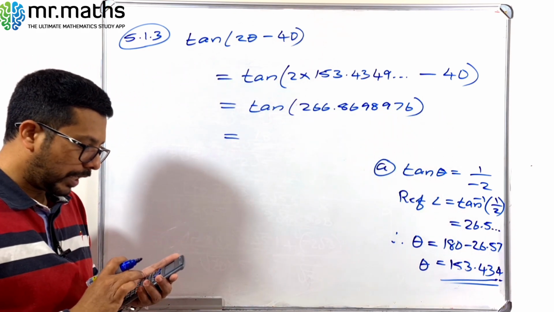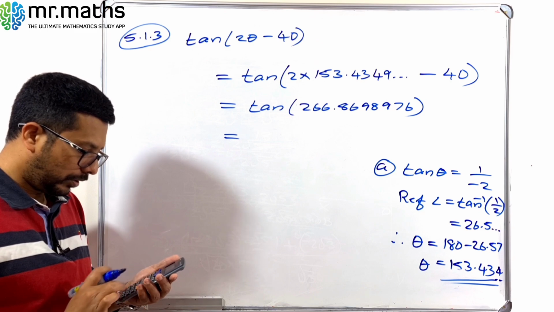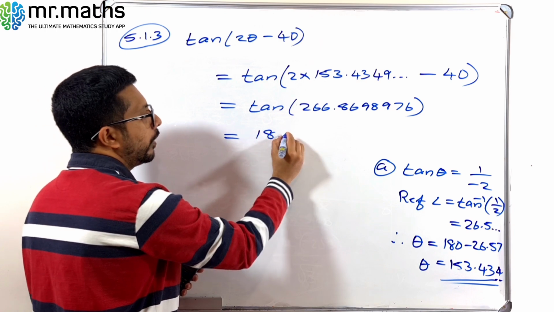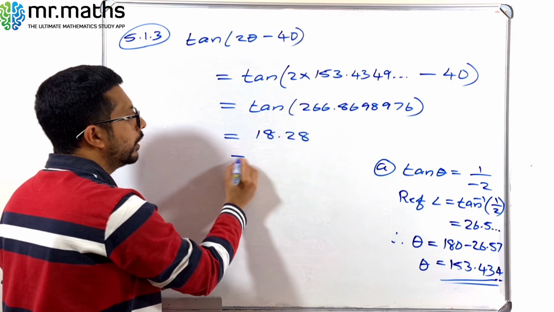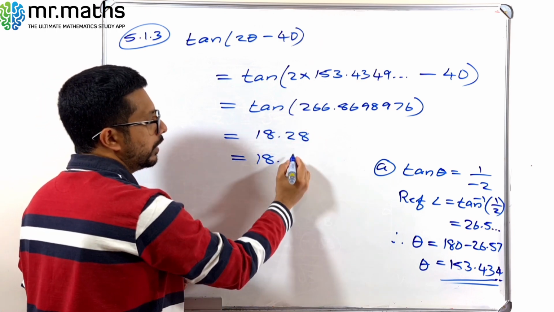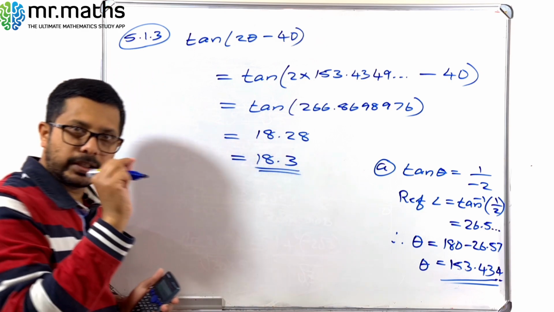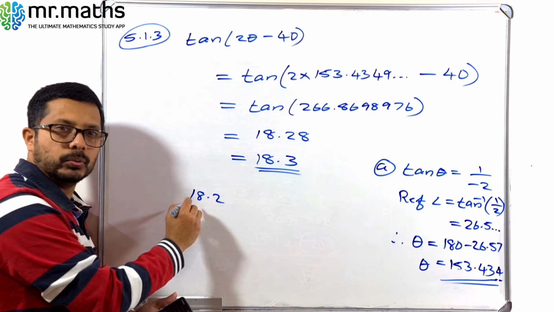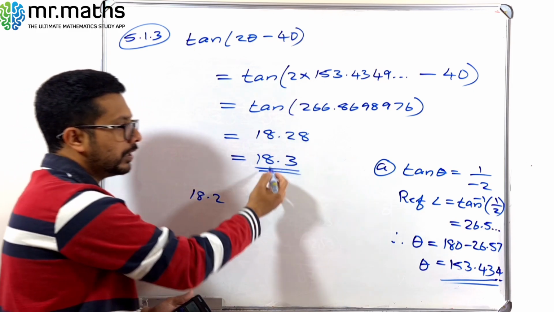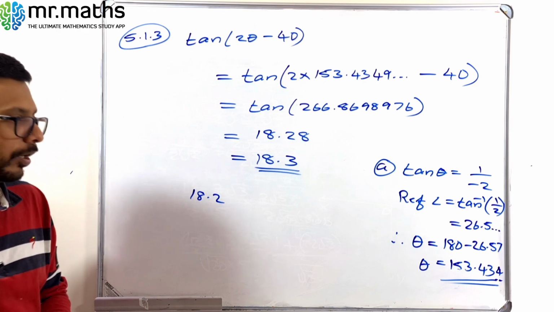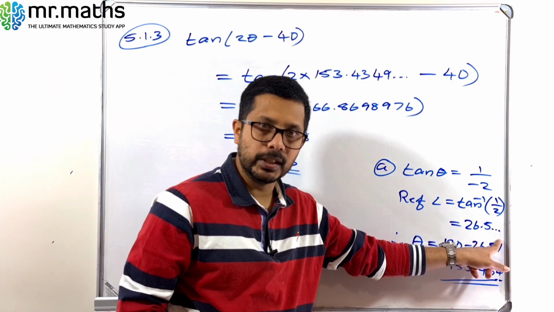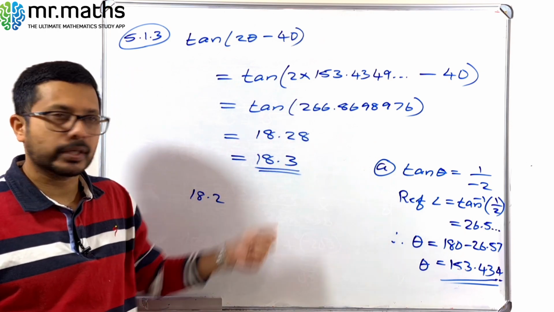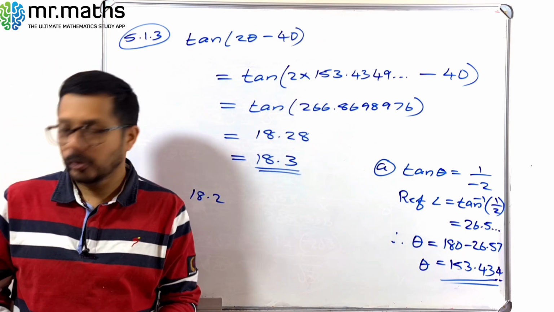Now try to find the tan of that answer. Tan of the answer is 18.28. So if you round it off to one decimal place, then it is 18.3. Can you see that there is a slight variation? Previously we got 18.2, and if you round it off properly this is 18.3, because of the rounding off we did earlier. So don't round it off there to get the correct one decimal place. Anyway, that is 5.1.3.